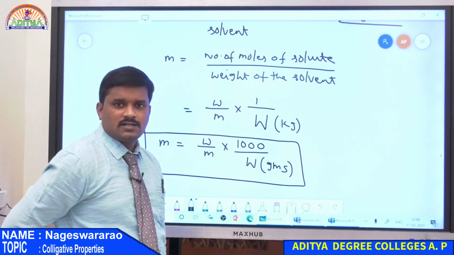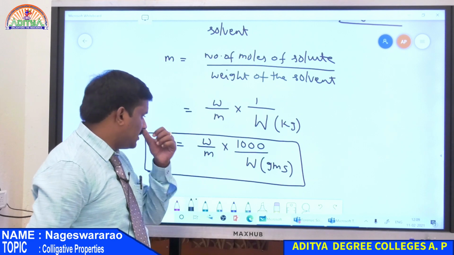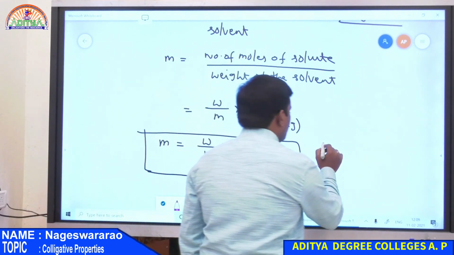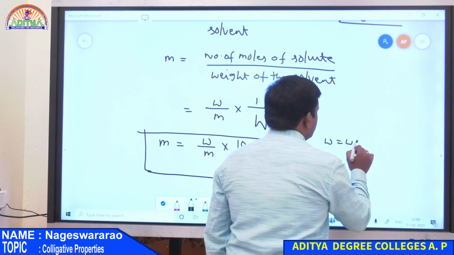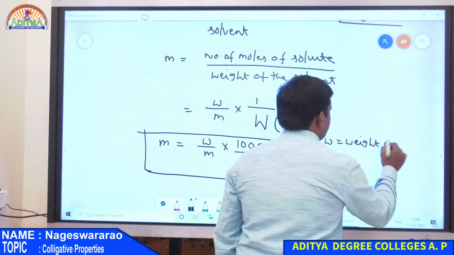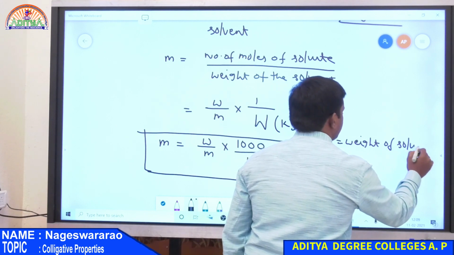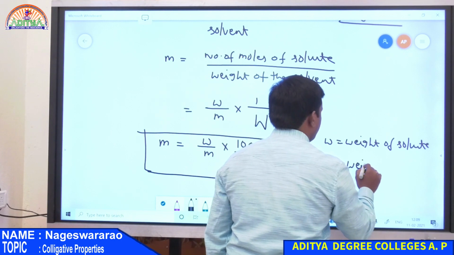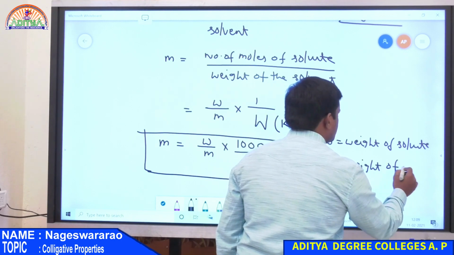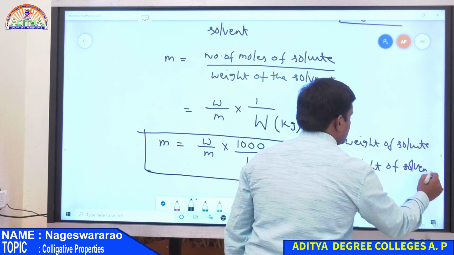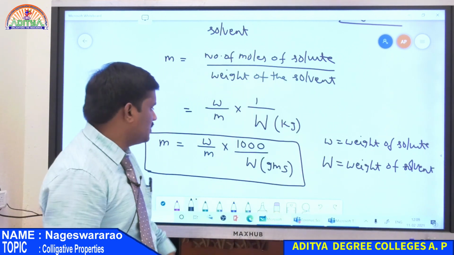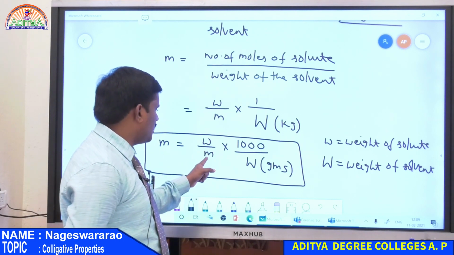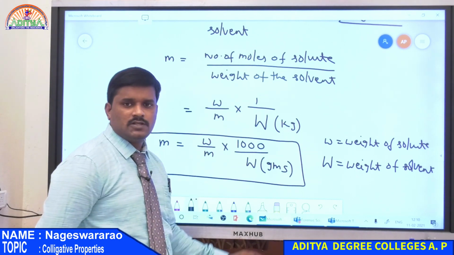Therefore molality is equal to weight by molecular weight into 1000 divided by capital W. So here small w is the weight of the solute, whereas capital W is the weight of the solvent. So this is the difference. In this equation there is no volume. Here it is weight, molecular weight, and it is also weight. So there is no volume.